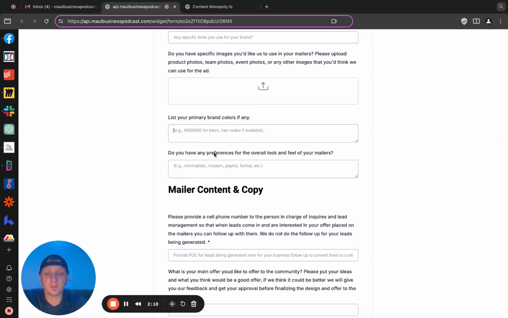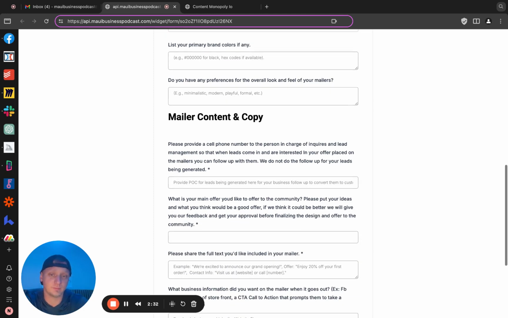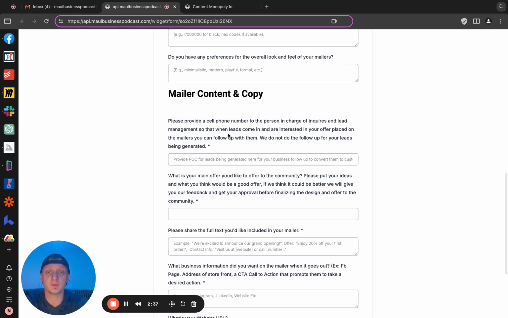Do you have any preferences for the overall look and feel of the mailer? For the most part, you guys, we have the designs taken care of. But if you have anything specific, you need to let us know, so we make sure we hit the mark that you are hoping we hit when it comes to your design.